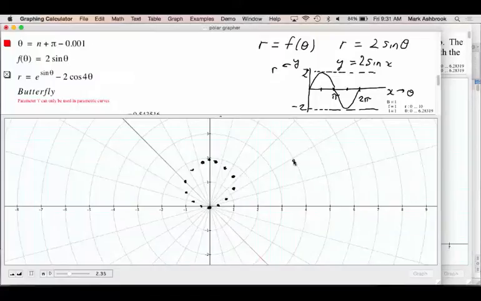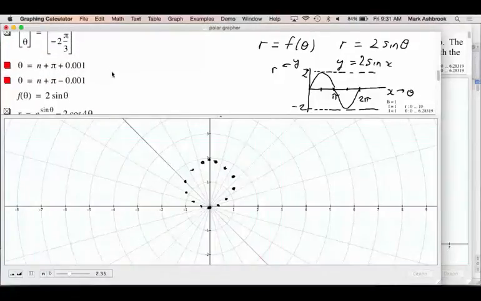As theta goes from pi to 3 pi over 2, what does r do? Goes from what to what? This is the question we're going to be asking when we do this. As theta increases from something to something, r will change how? From what to what? 0 to negative 2. Okay, so here we are at pi. What will it be like if r decreases from 0 down to negative 2? What will we get?